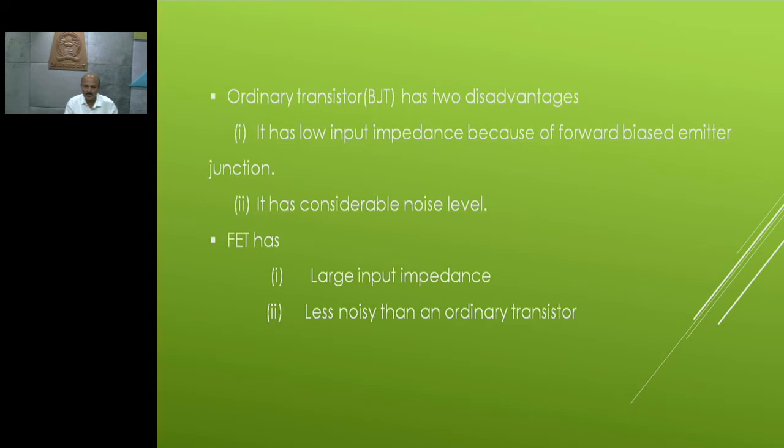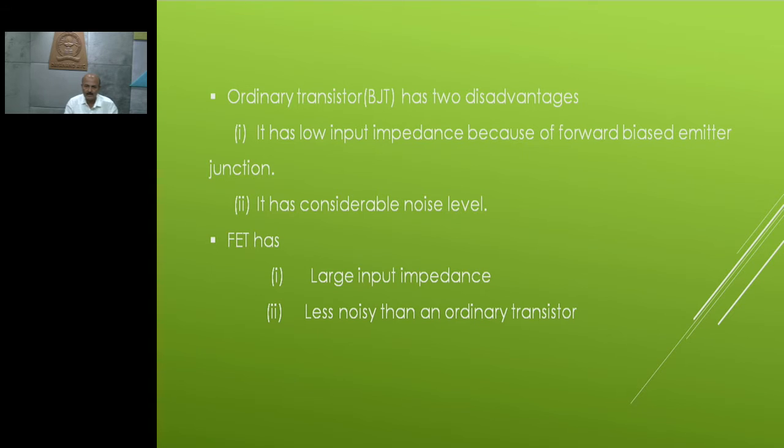As we know, in case of BJT, there are three modes of operation: common base, common emitter and common collector. Out of these three modes, the common emitter is best suitable. When we use common emitter mode, we apply the input between the base and emitter, and the ordinary biasing in case of BJT is that the emitter junction is always forward biased, whereas the collector junction is always reverse biased. This type of biasing is known as forward reverse biasing. So due to the forward biased emitter junction in case of BJT, the input impedance of BJT is very low. This is the first disadvantage.